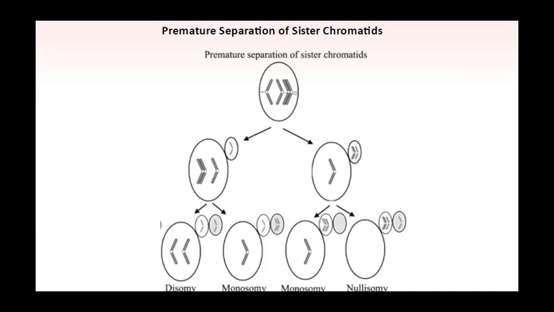One of the most common errors during meiosis is premature separation of sister chromatids. There are multiple scenarios here, but this diagram makes it easy to see the significance of results from the first versus second polar body biopsy.